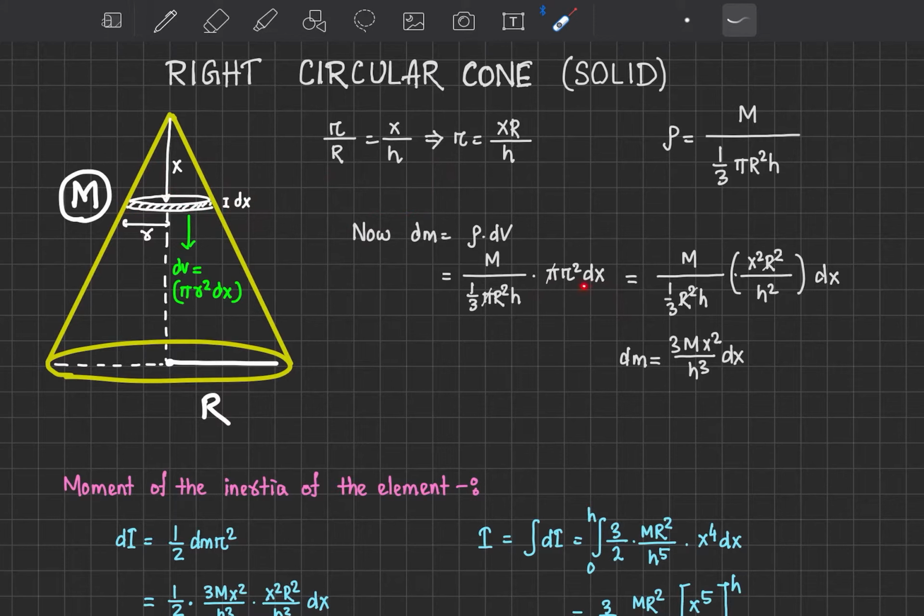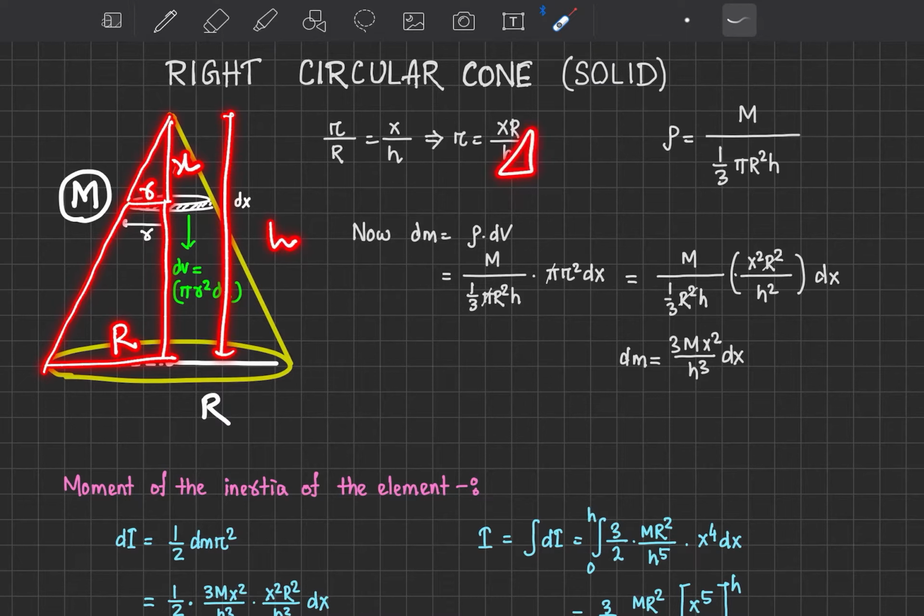Now the problem is we are integrating with respect to x, but the variable we have is in terms of r, because this disc has this much radius. If we take another disc here, it will have a different radius r dash. Each element will have a different radius, and our variable is x, with dx the integrand. So let's convert r into x. If we draw this small triangle, this will be small r and this is x. For the large triangle, this will be capital R and the total height is h.